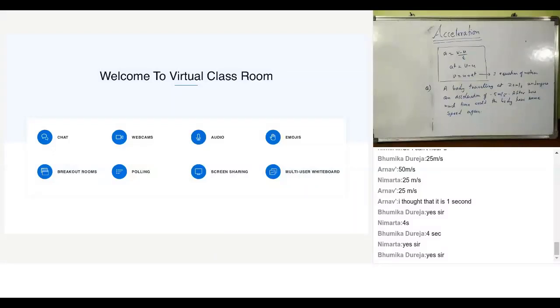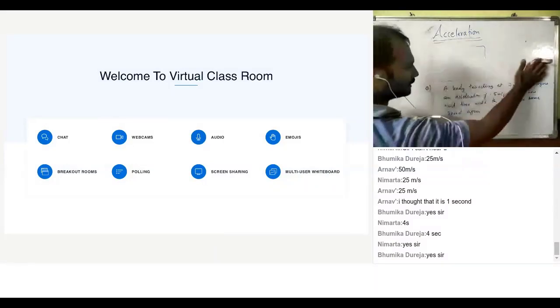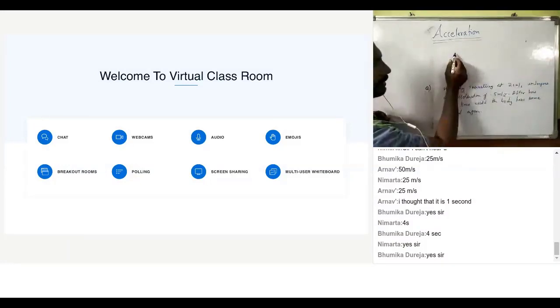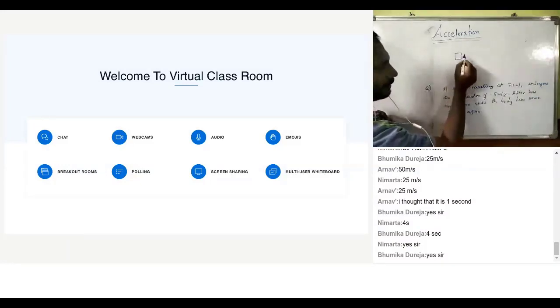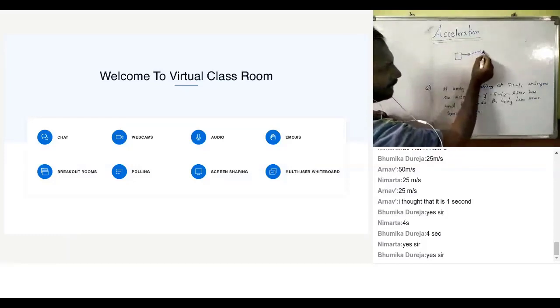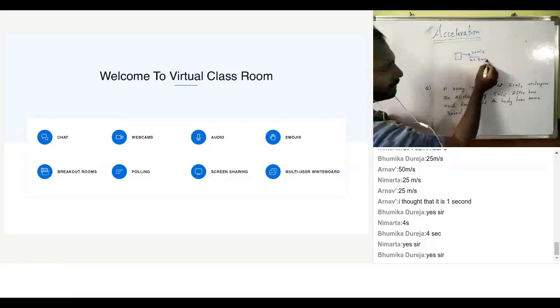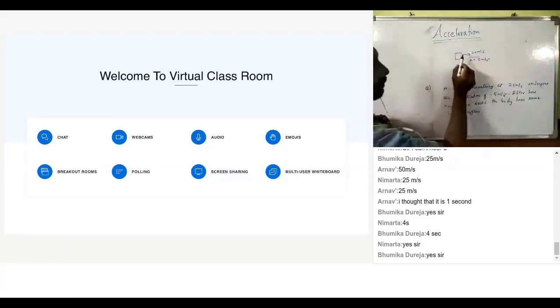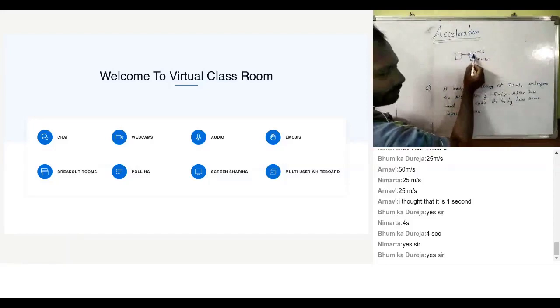Now the question says, after how much time would the body again have the same speed? Let's try to understand how the body is moving. I'll just try to explain this. So it is something like I have a body. It is moving at 20 meter per second in this direction, and there is an acceleration of 5 meter per second square in this direction, right? So due to this, what is happening? This acceleration is trying to stop the body.